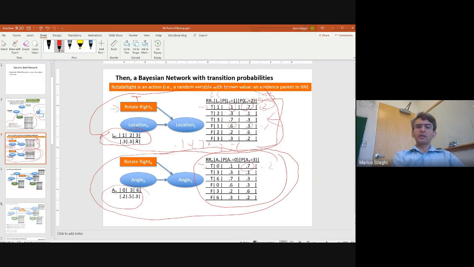So there's always a prior probability that is available, which can be uniform or very specific. And then you have the conditional probability table that describes where you arrive after the set of actions you are taking. Is that clear?